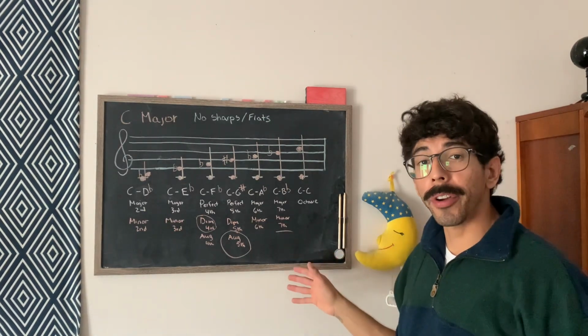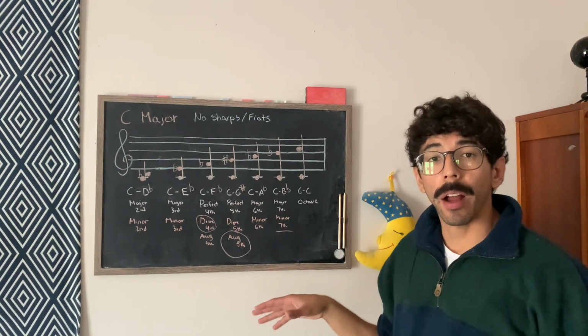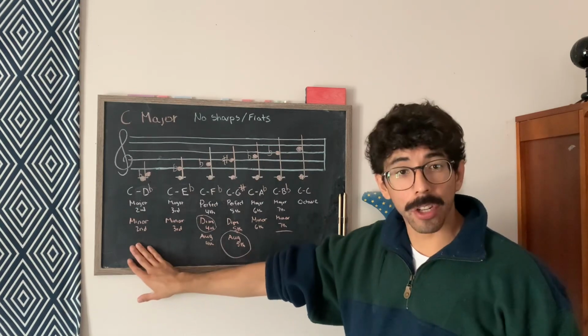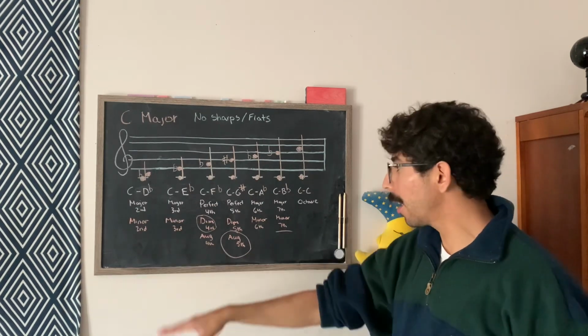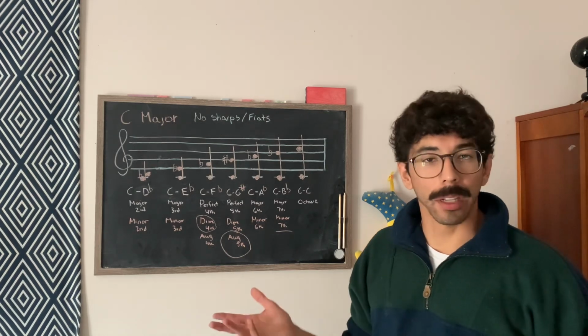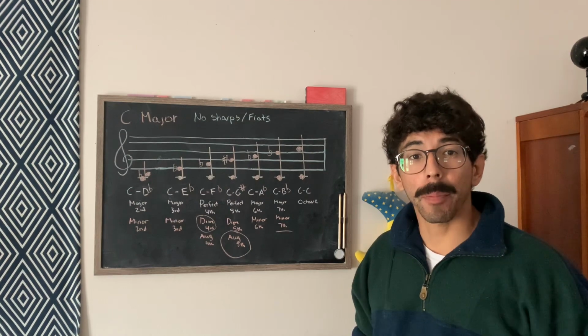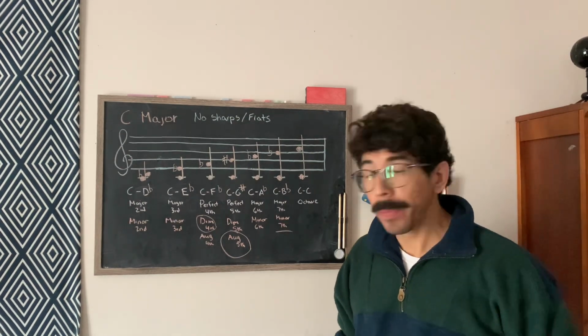There are other interval qualities that I haven't mentioned in this episode, such as a diminished second, augmented second, diminished third, augmented third. That goes into using double sharps, double flats. If you want me to make a video on that, please let me know in the comments below.